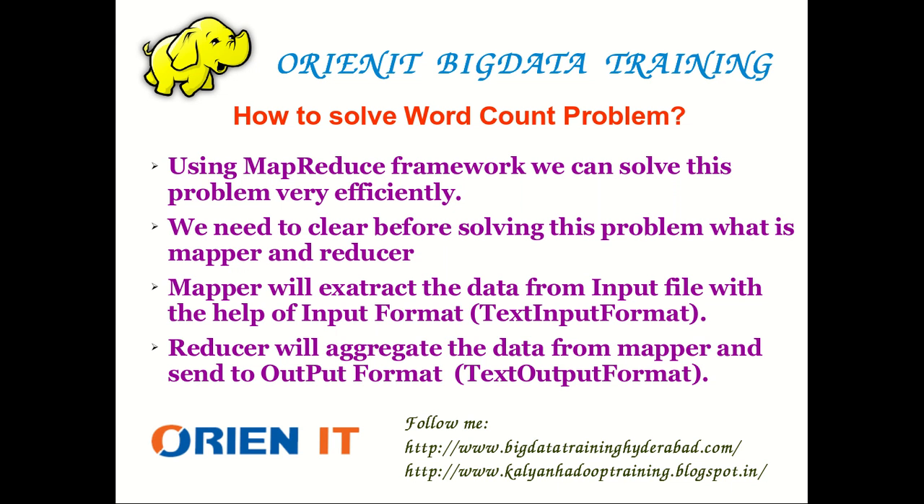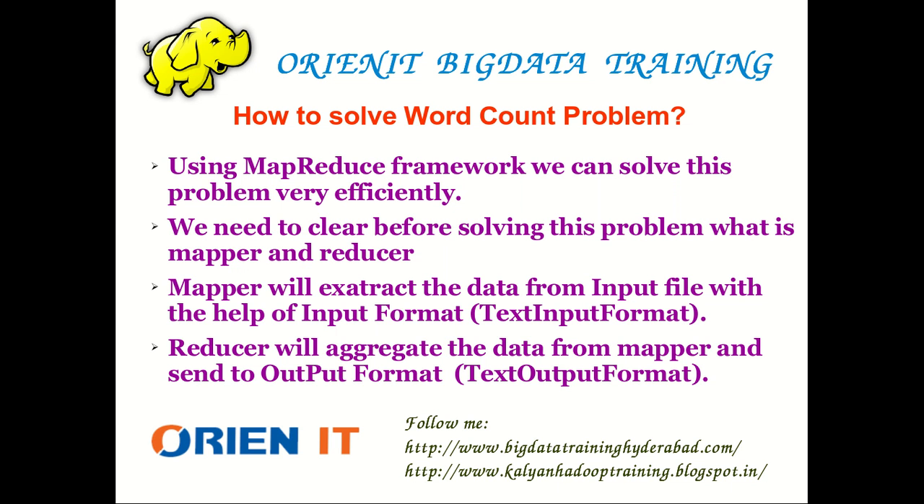Whenever you want to solve this problem using MapReduce, you should be clear on 2 concepts in MapReduce. One is mapper, the other one is reducer. But what is mapper and what is reducer? Mapper will simply extract the data from your input file with the help of a concept called input format. Here you need to understand that the default input format is text input format. Just remember that one. Most frequently these questions will come up in interviews.